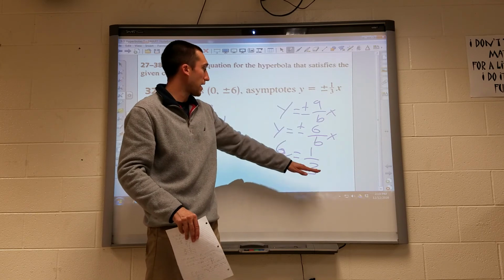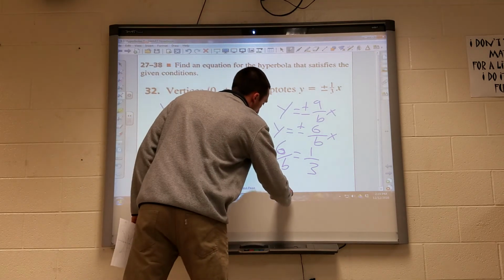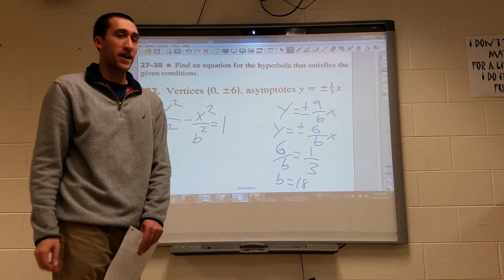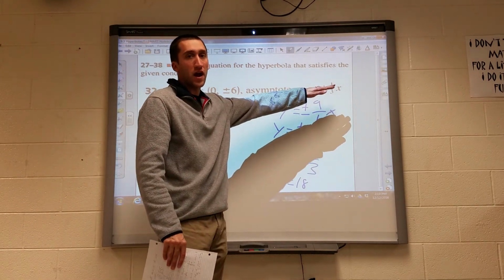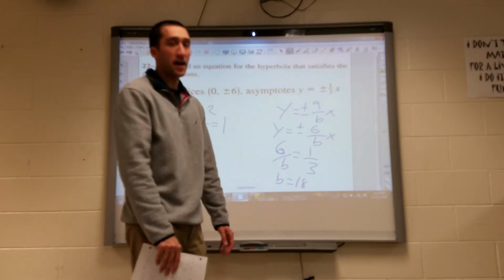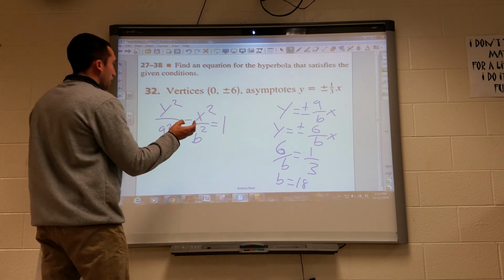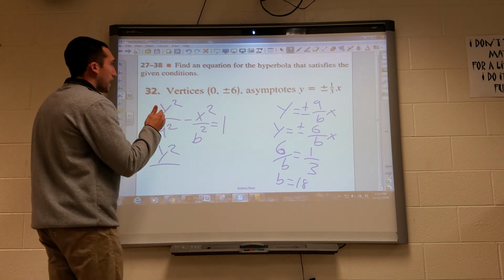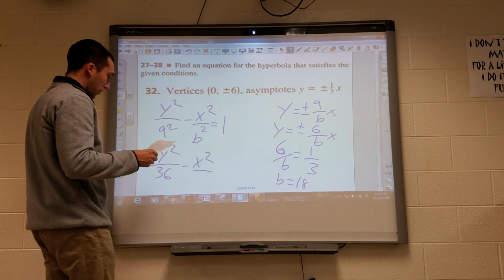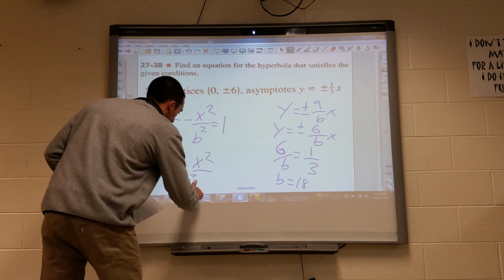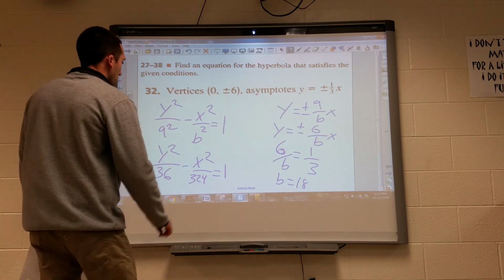So if I plug in for my a, what value for b reduces this down to 1/3? Well, my b must be 18, right? If I had 6 over 18, that would reduce down to 1/3. So they've just given you the simplified answer for your asymptotes. You basically have to work backwards to find out what the b was before they simplified it. So not too difficult. And then plug in what we know. We know that a equals 6, so a squared is 36. And I can't do 18 squared off the top of my head, so the equation we come up with is that equation.